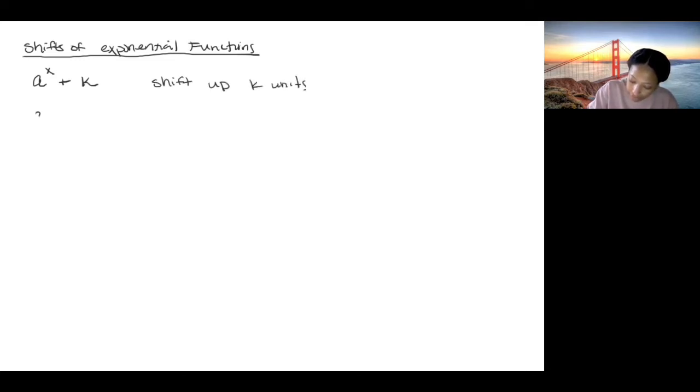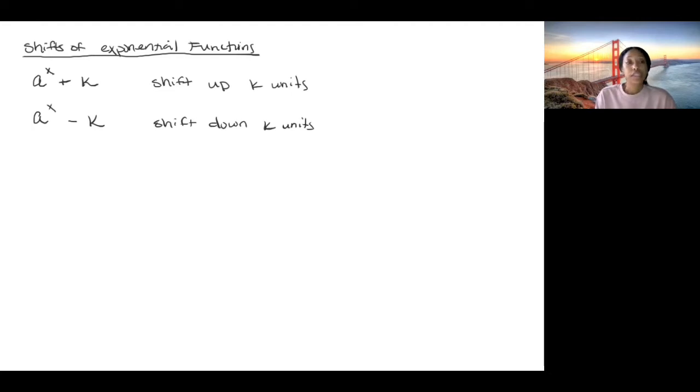And if we have a to the x and we subtract k from this entire function, that would shift the graph down k units. So just like before, to shift up, you add a number to the entire function. To shift down, you subtract a number from the entire function.